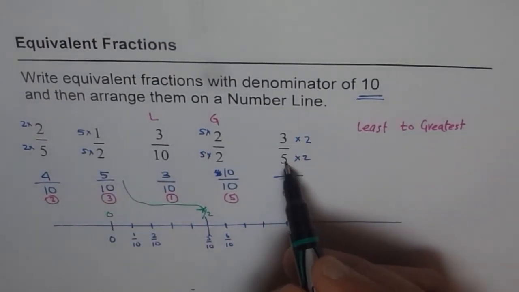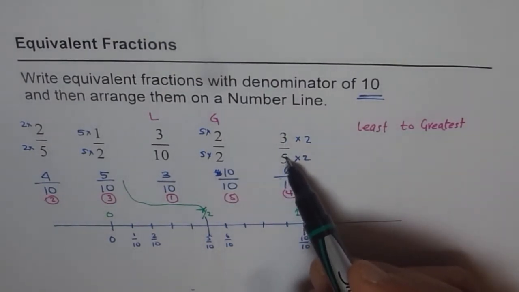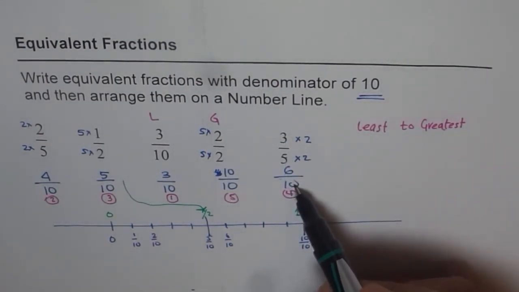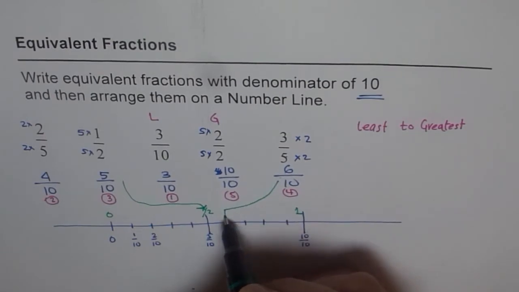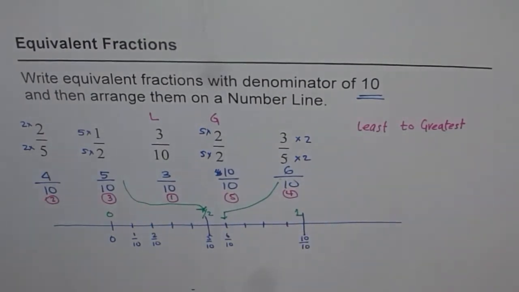Where will 3 out of 5 go? Now 3 out of 5 is same as 6 out of 10. So that will appear at this position. Do you see that? I've already written 6 out of 10. Do you see that? So do the same thing and figure out where the rest of the numbers should go.